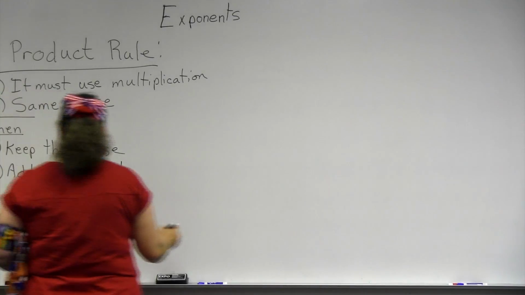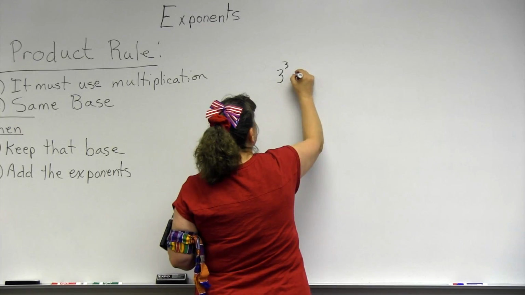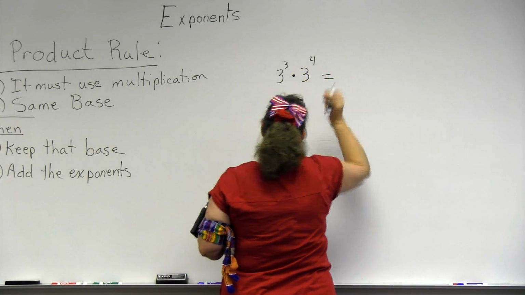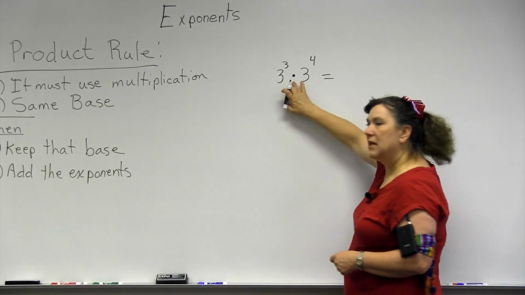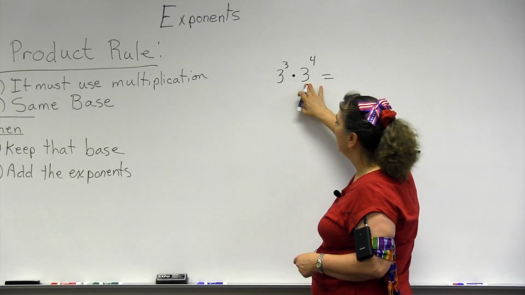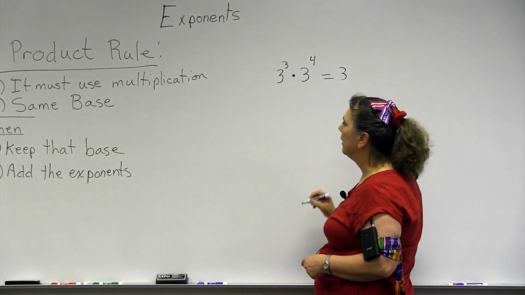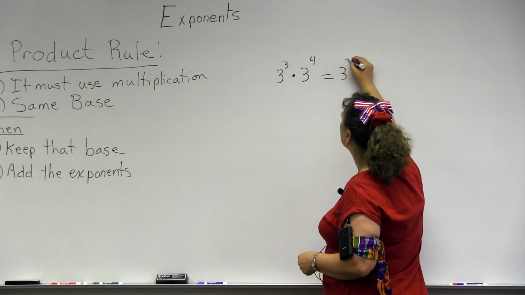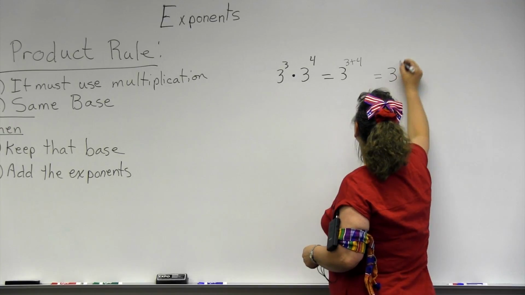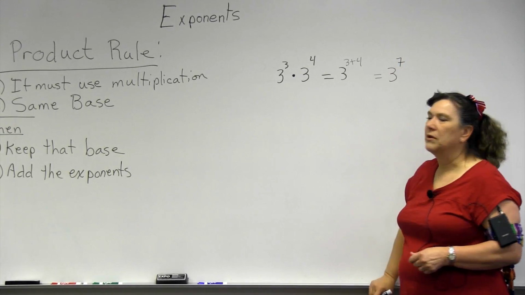Okay, so let's look at that. 3 to the 3rd power times 3 to the 4th power. First of all, let's check. Multiplication, yes. Same base, yes. Therefore, we can apply the rule, keep the base, which is 3, and add your exponents, which is 3 plus 4, which equals 3 to the 7th power. Okay, pretty straightforward, isn't it?